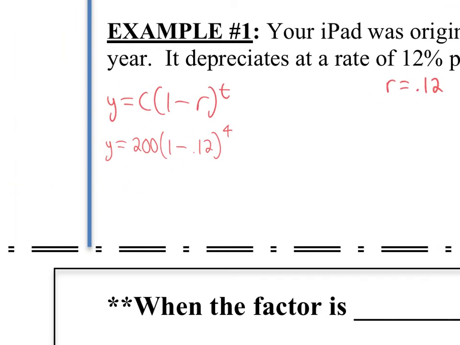All right, and I'm going to simplify what's inside the parentheses a little bit here because I want you to be very confident with this kind of stuff. So 1 minus 0.12 is 0.88, all to the fourth. So this is the same thing.